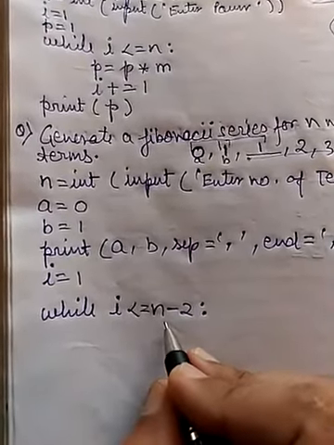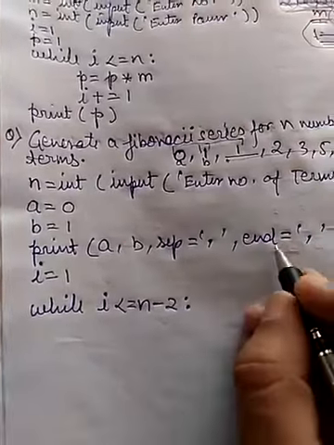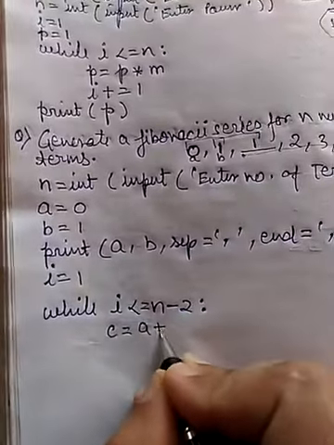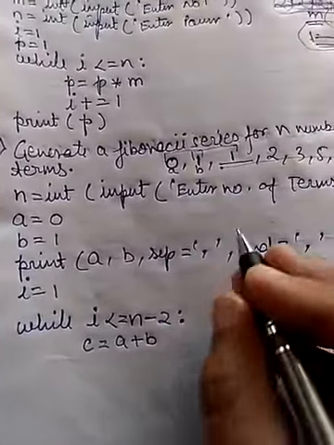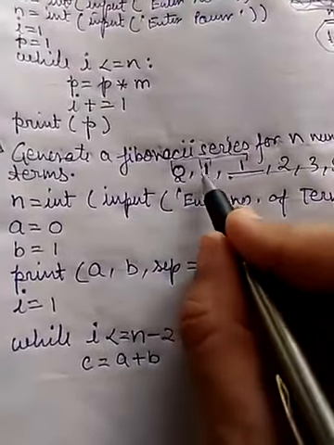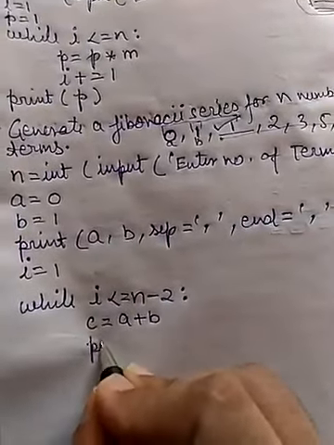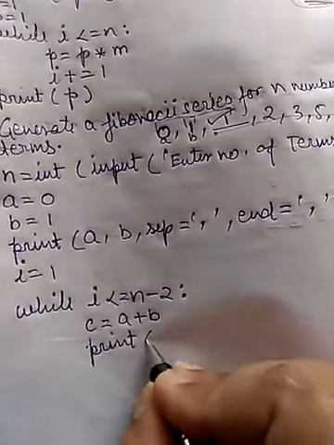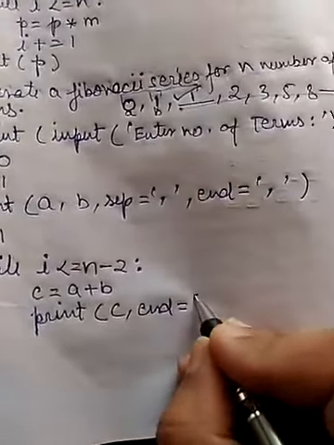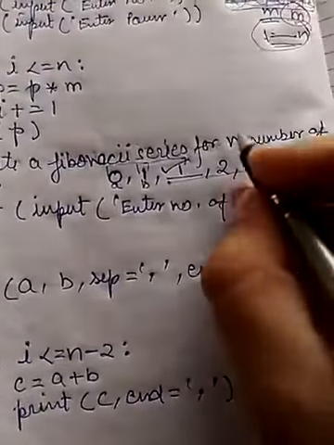Now I have to do the sum of A plus B. So I am writing C equal to A plus B. A is 0, B is 1, so C is 0 plus 1, which is 1. Now I need to display that term, so I am writing print C and a comma.